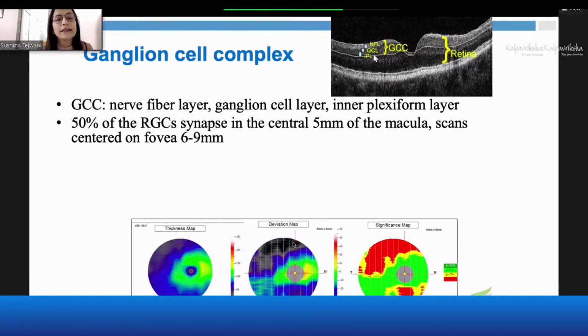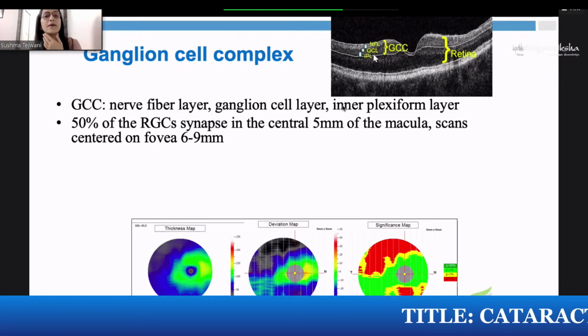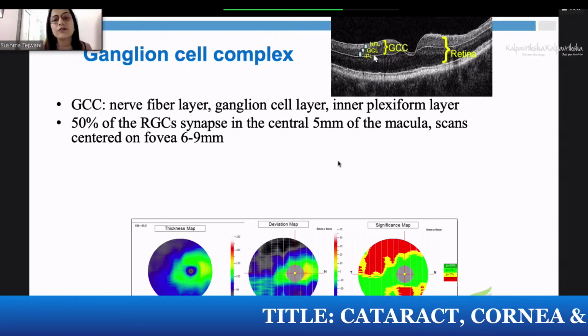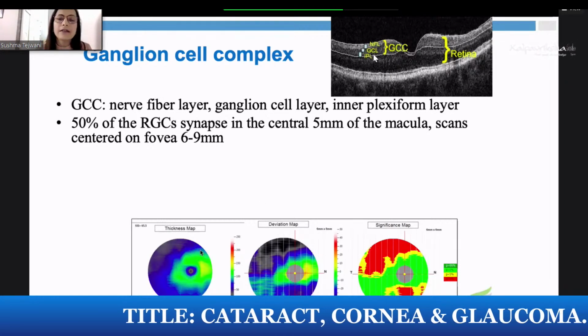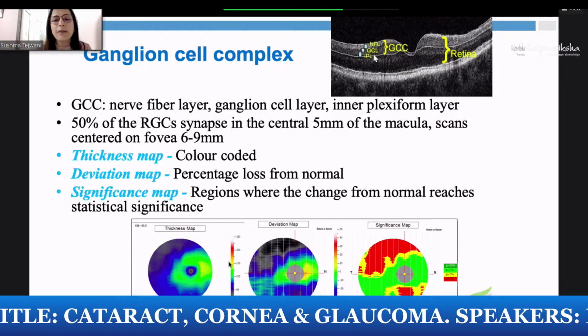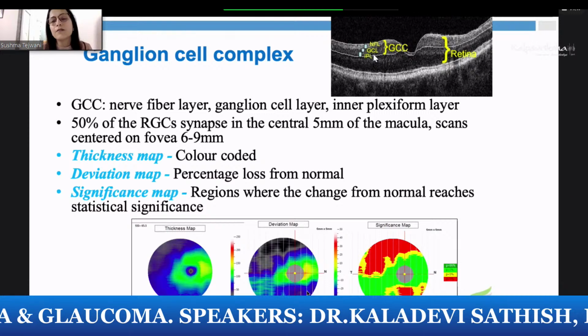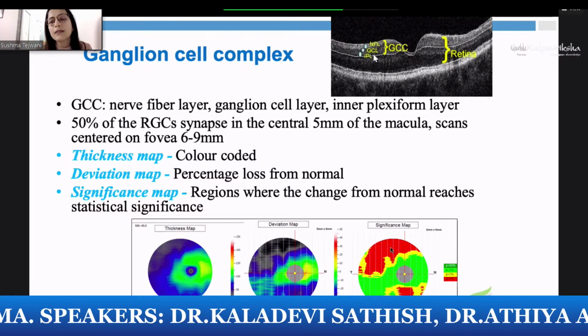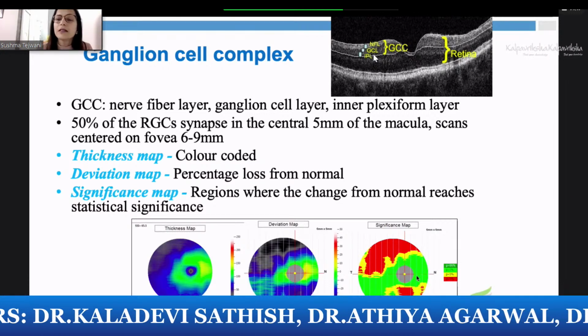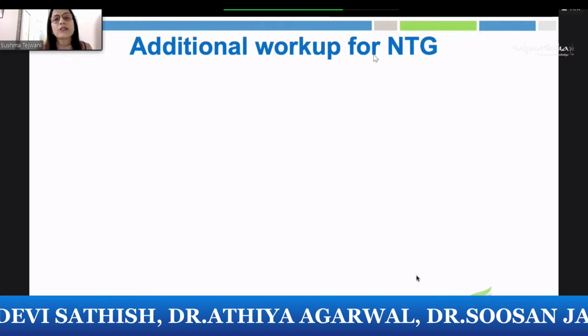GCC is another thing that we've started doing, because the ganglion cell complexes lie in the central 5 mm of the macula. Here again, you have a thickness map, deviation map, and significance map, which in color codes give you a clear value of how much different it is from the normal and how statistically significant it is in terms of abnormality. So it's easy to pick up.